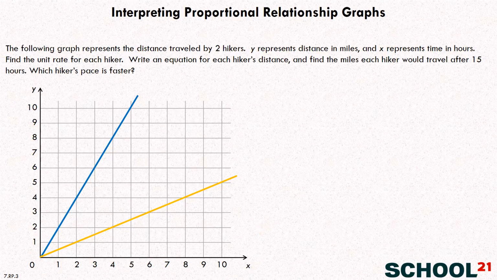And let's just think about that before we read too much further. So there's some hours that some hikers are going, and then there's the distance that they go in those hours. Does that make sense? Yeah. Okay, good. So that's what this graph is all about.